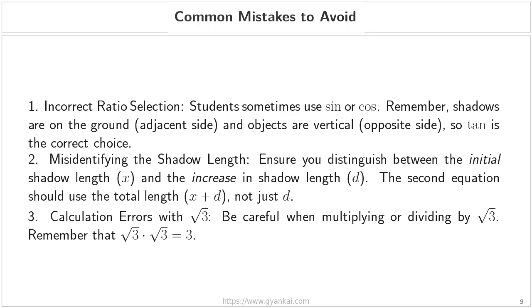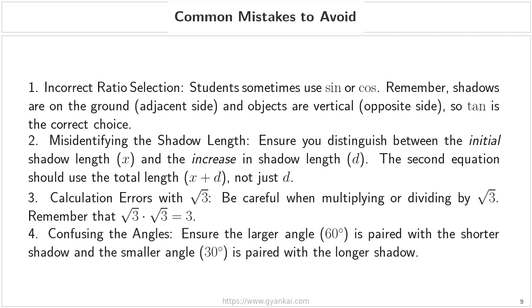Third, keep an eye on your calculations involving the square root of 3. In our example, we had to multiply the square root of 3 by itself to solve the equation. It is easy to get lost in the algebra, so always remember that the square root of 3 multiplied by the square root of 3 equals 3. Finally, do not confuse your angles. Always use your logic to check your work. A larger angle of elevation, like 60 degrees, must be paired with the shorter shadow, while a smaller angle, like 30 degrees, must be paired with the longer shadow. If your math shows the shadow getting shorter as the sun sets, you know something has gone wrong. Keep these tips in mind, and you will be able to tackle any shadow problem with confidence.